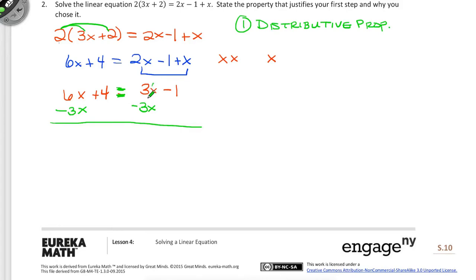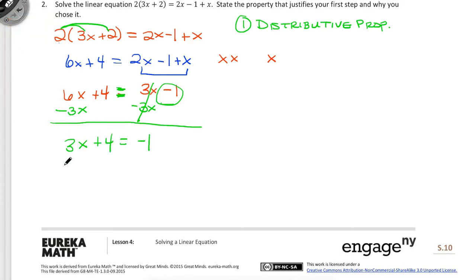These 3x's here cancel. And the only thing left on this side is that negative 1. So just write it down here. Bring down your equal sign. And over here, 6x's take away 3x's gives me 3x. And then just bring down your plus 4.